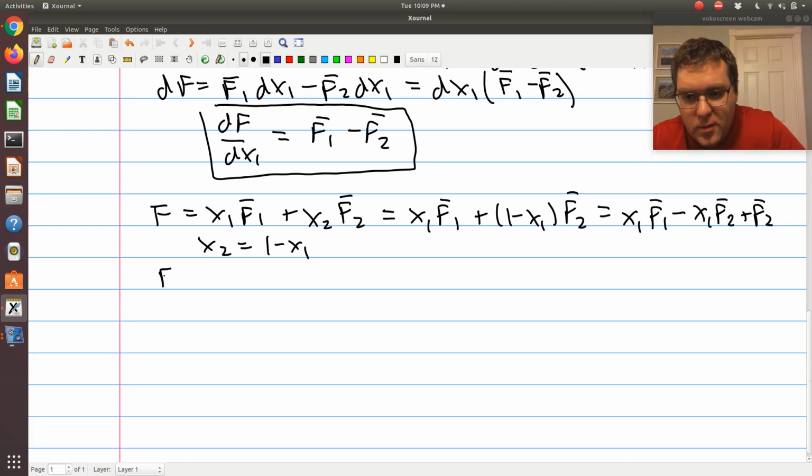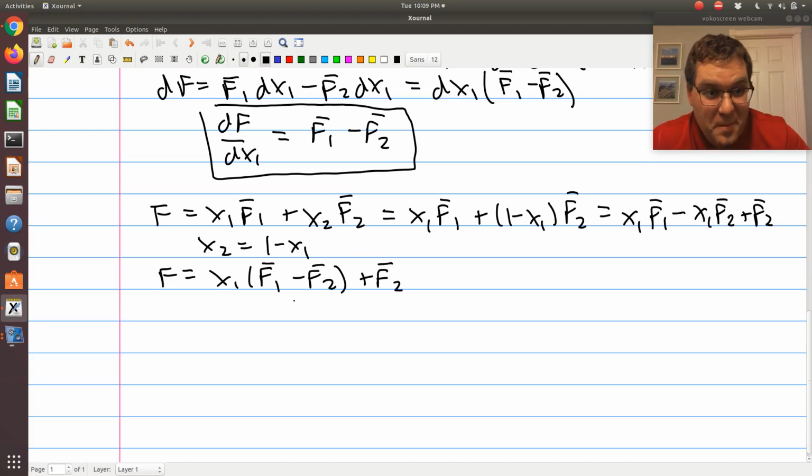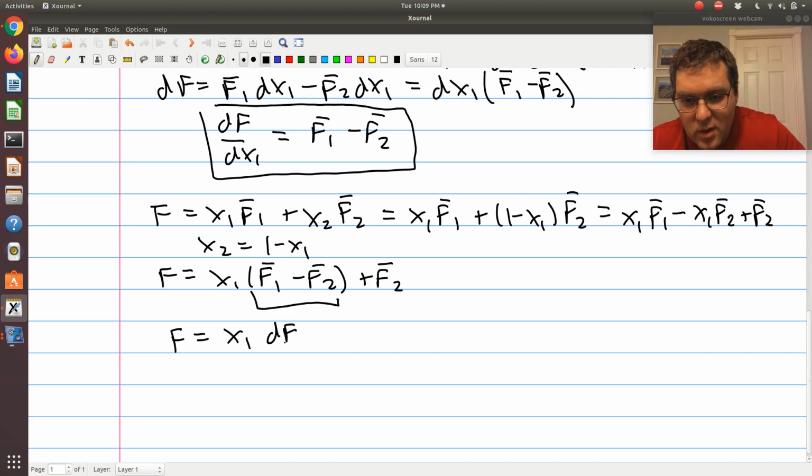Now I'm going to collect in terms of x1 here, and I'm going to write this as x1 (f bar 1 minus f bar 2) plus f bar 2. Great. Now we're going to make a substitution. Here I have this term f bar 1 minus f bar 2, which also appears in the expression that I have boxed in. So substituting in, that leads to f is equal to x1 df dx1 plus f bar 2.